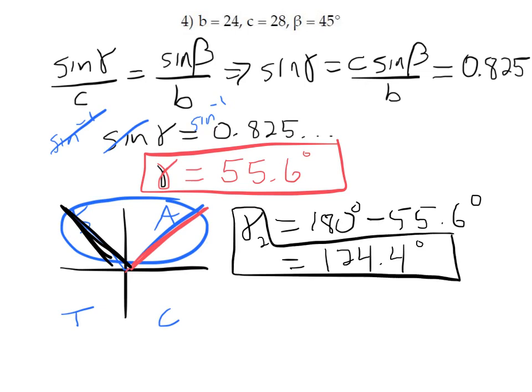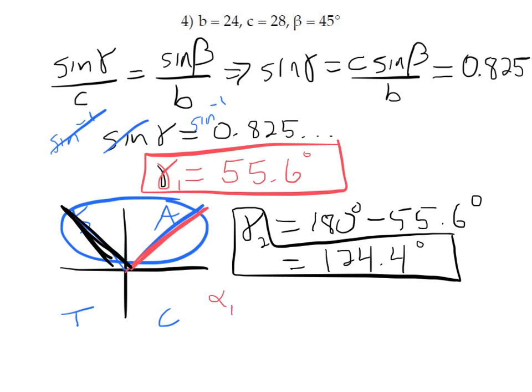Let me put a little gamma 1. What we need to do is find the last remaining triangle and see if these work. So we have beta is 45 degrees right here. Each of these gammas might give us a full triangle. Let's find out if they work.